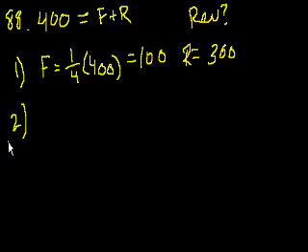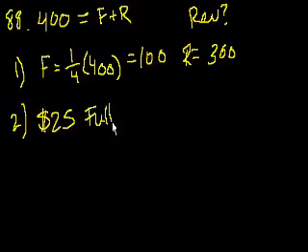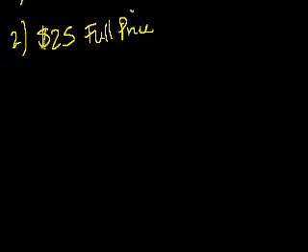Statement 2 says the full price of a ticket was $25. But we still don't know what the reduced price is. We know that 25 times 100, or $2,500, was generated from the sale of the full price tickets. But for the reduced price, they don't tell us how much they reduced the price. It was 25% off, 50% off, we don't know. Unless we know the price of the reduced price ticket, we can't figure this out. So once again, not enough information to solve the problem.